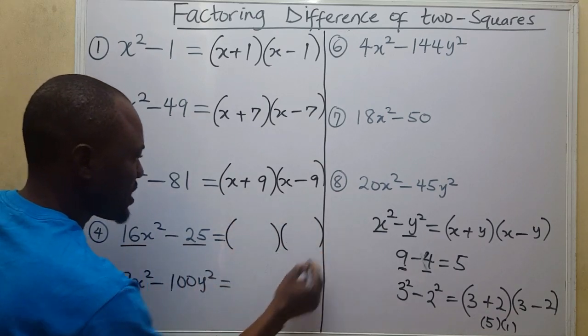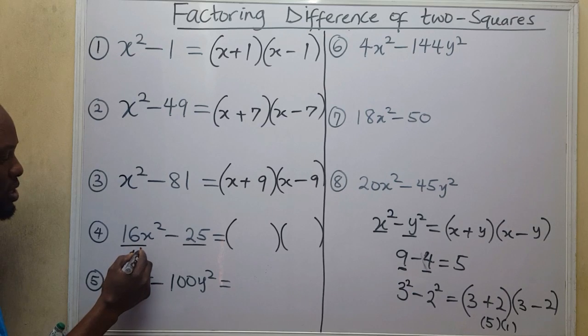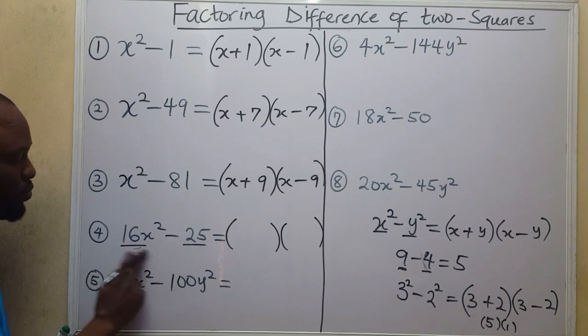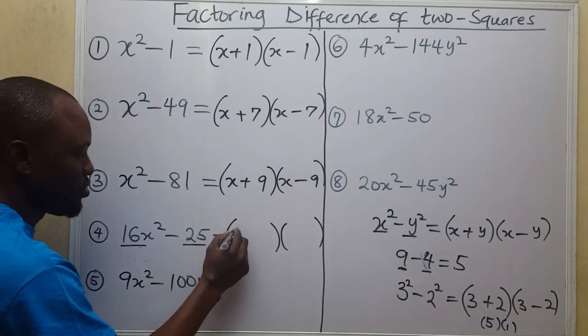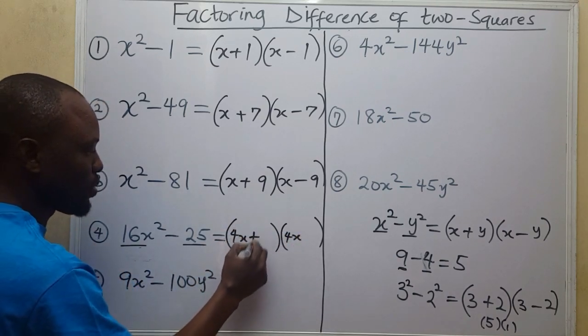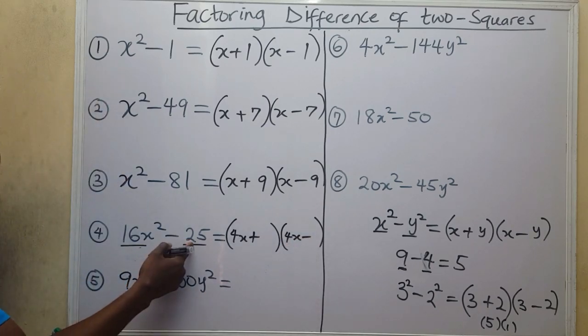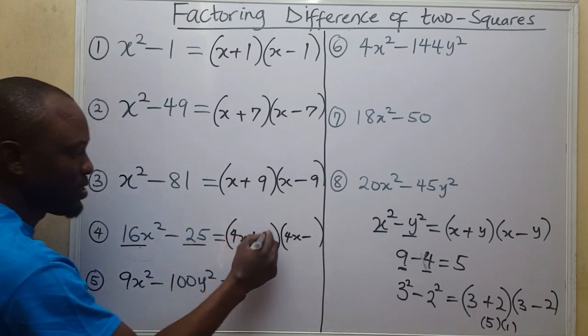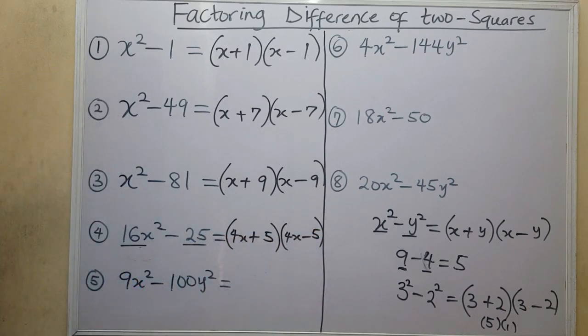I'll have two parentheses. So 16x squared simply means 4x squared, because 4x times 4x will give me 16x squared. So what I'm going to do, 4x will be here, 4x will be in the other bracket, I have a plus here, a minus on the other side. 25 simply means 5 times 5. So 5 will be here, 5 will be there. Pretty simple.